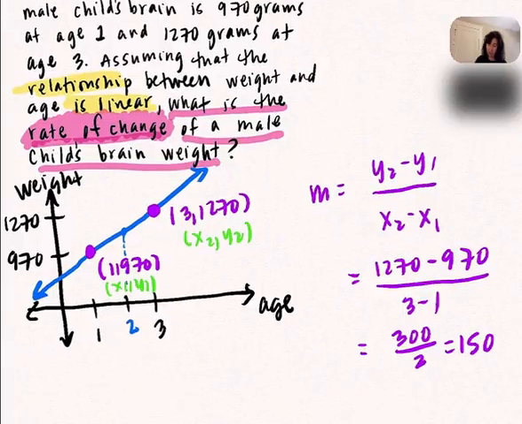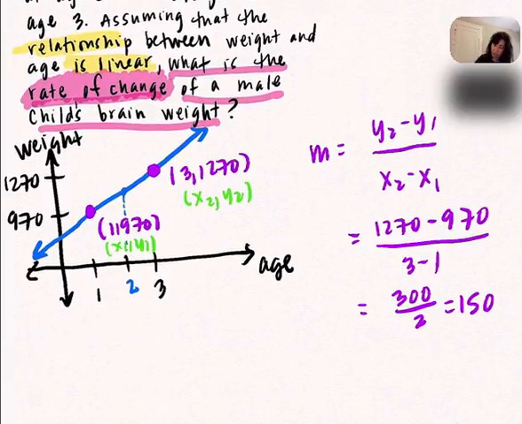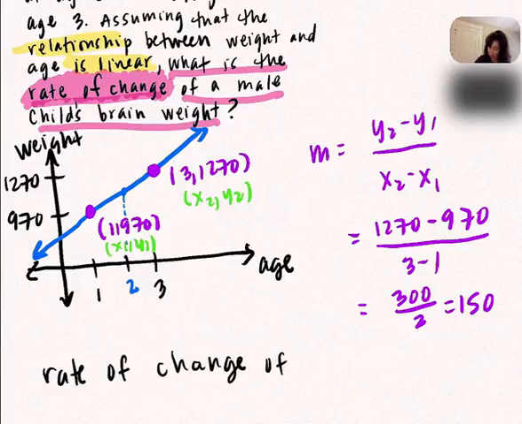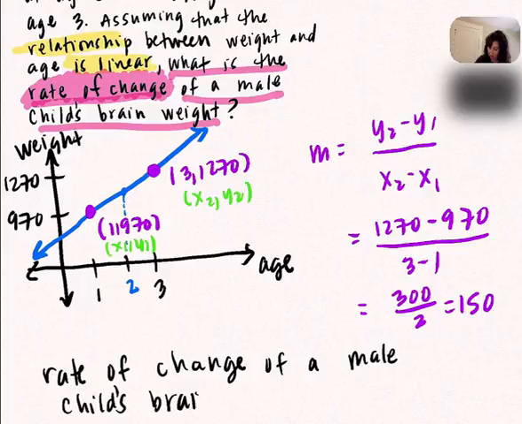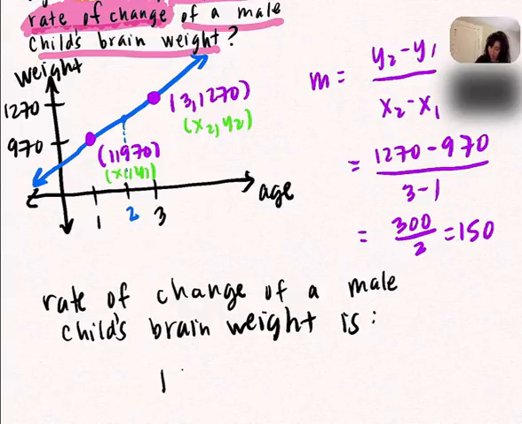Okay, so the rate of change of a male child's brain weight is 150. Now we need some units here because this is a word problem.